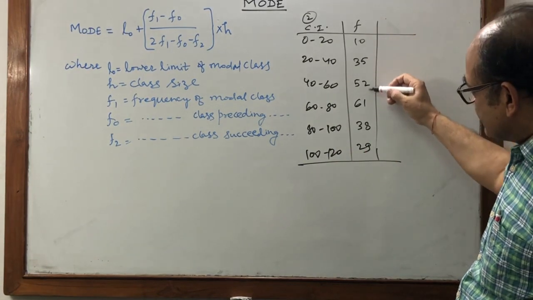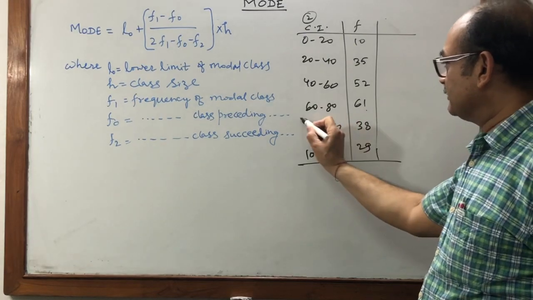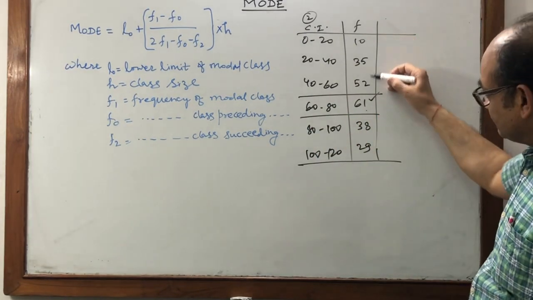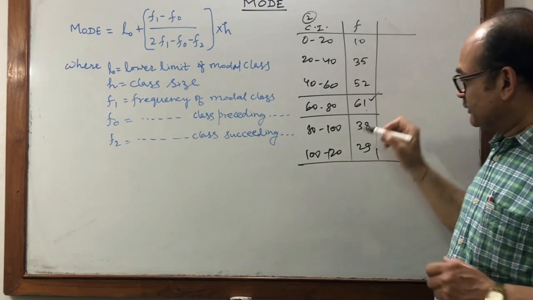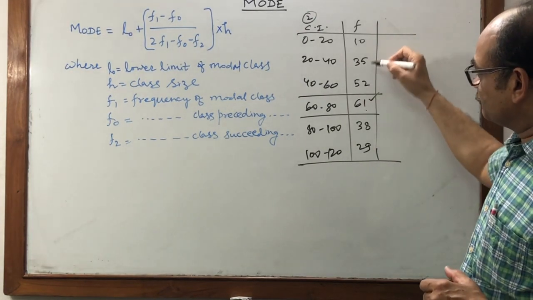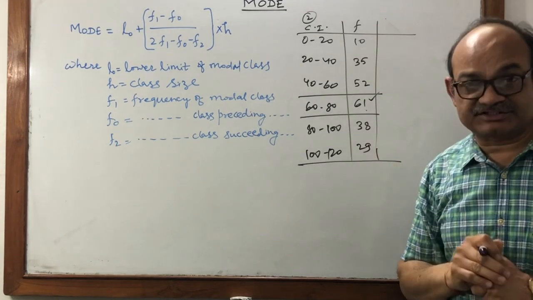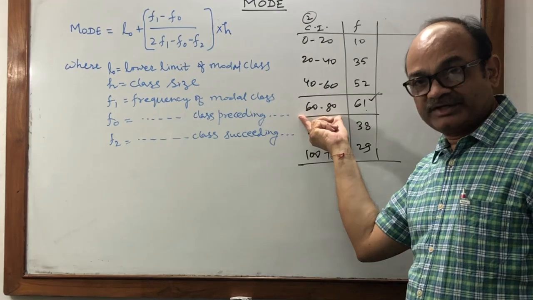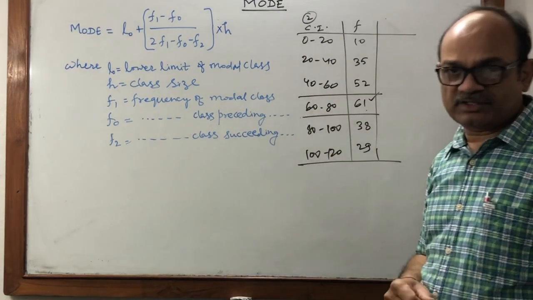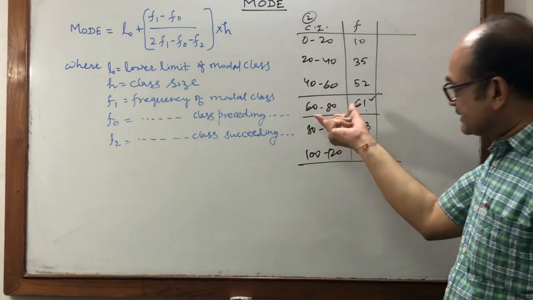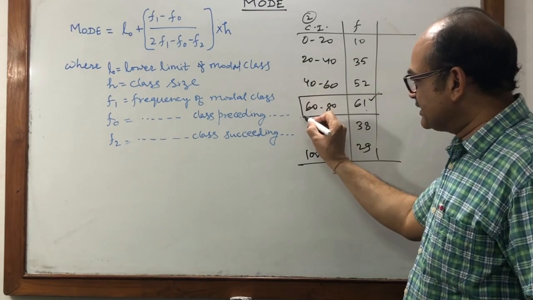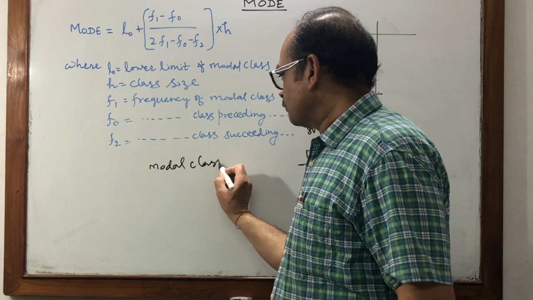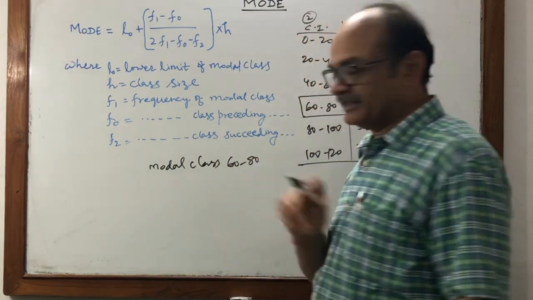The maximum frequency is here at 61. First take the maximum frequency, check once again. 29, 38, 61, 52, 35, 10. The highest frequency is 61. It means the mode must lie in between 60 to 80. इसके बीच में कहीं ना कहीं mode lie करेगा. It means this 60 to 80 class is said to be modal class. Modal class is 60 to 80.